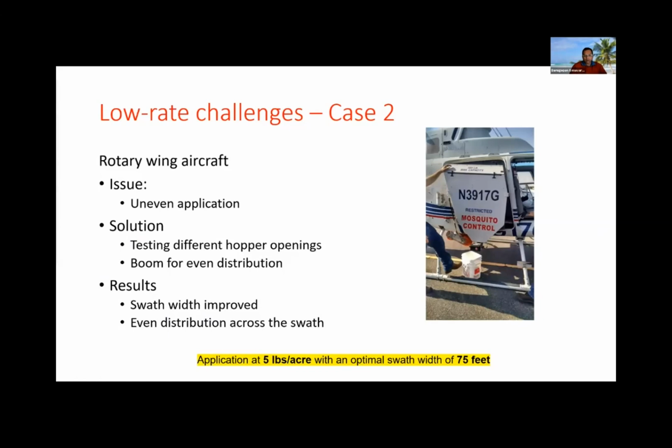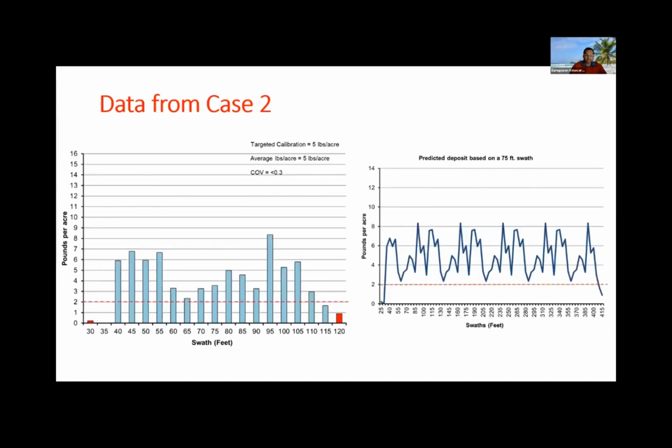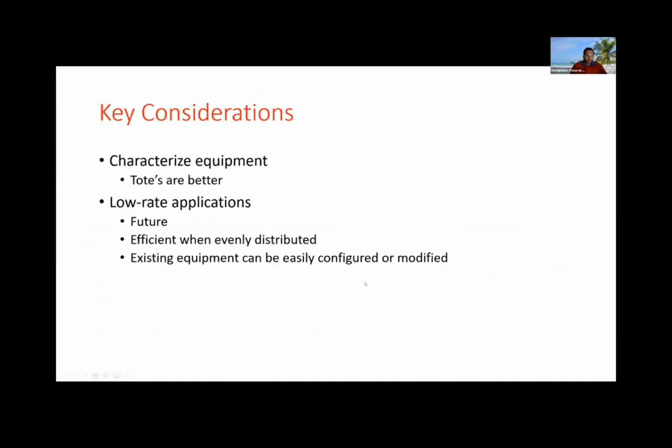For this one, it was 5 pounds per acre, and the optimal swath was 75 feet. There's a couple of graphs here, and if you see on the left, again, even distribution, no issues. COV was 0.3, which is good, and that's what you want it to be. On the right side, if you see the simulation, the graphs look really good for application. All right, so moving on.